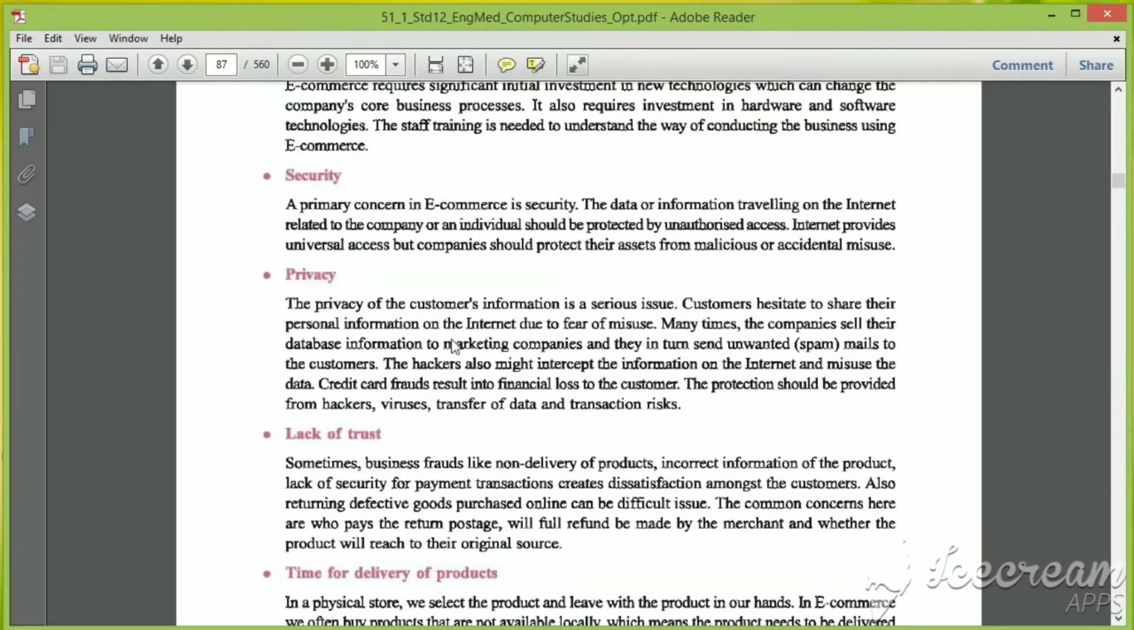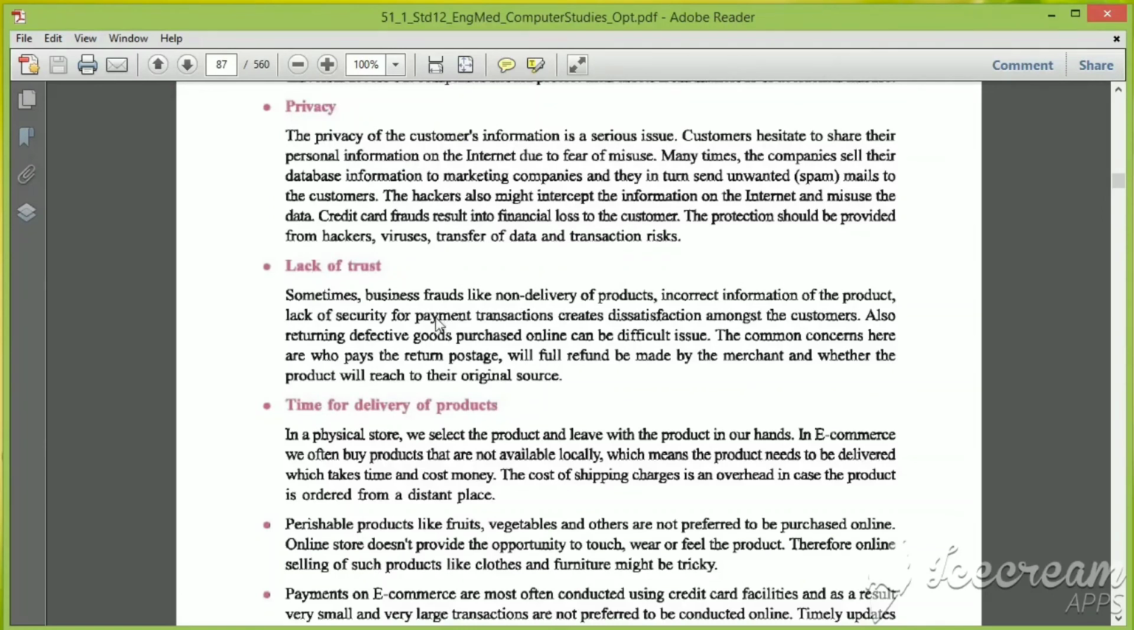Privacy. The privacy of customer information is a serious issue. Customers hesitate to share their personal information on the internet due to fear of misuse. Many times companies sell their database information to marketing companies, who in turn send unwanted mails to the customers. Hackers also might intercept the information on the internet and misuse the data. Credit card fraud results in financial loss to the customer. Protection should be provided from hackers, viruses, transfer of data and transaction risk.